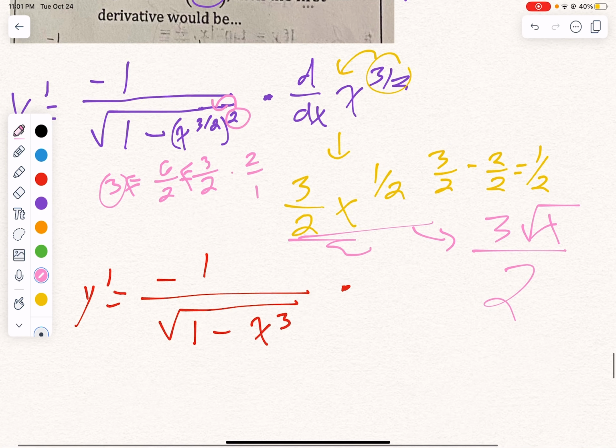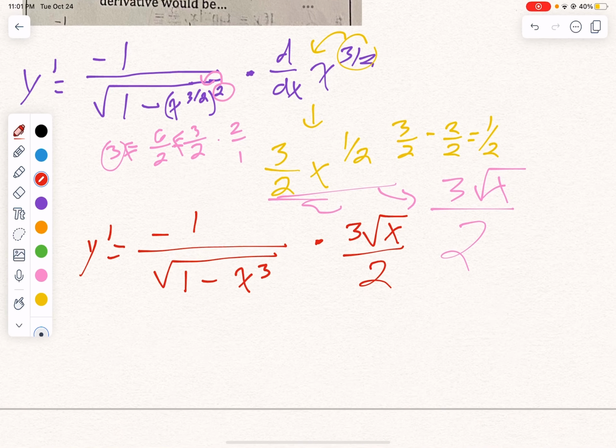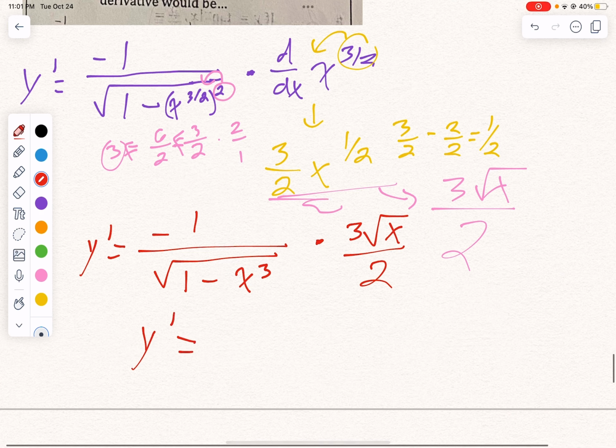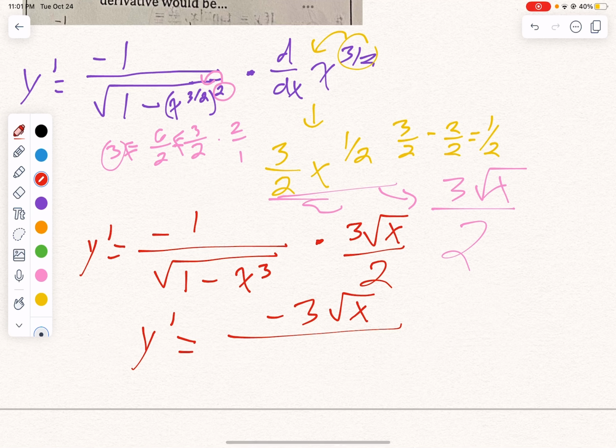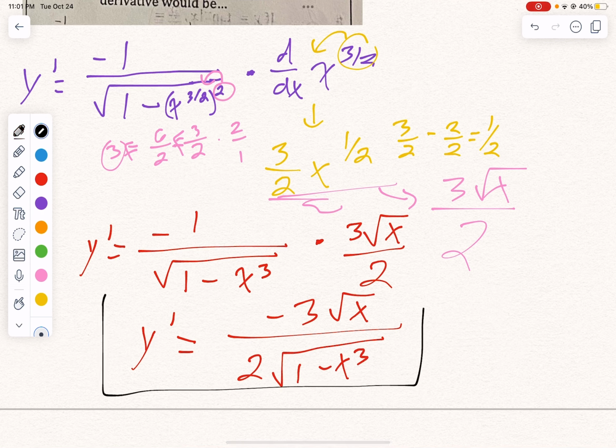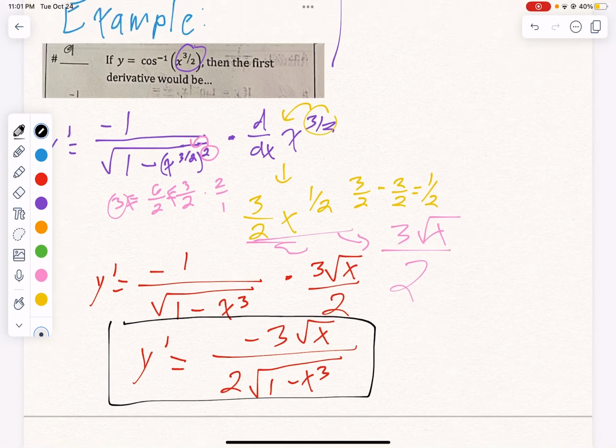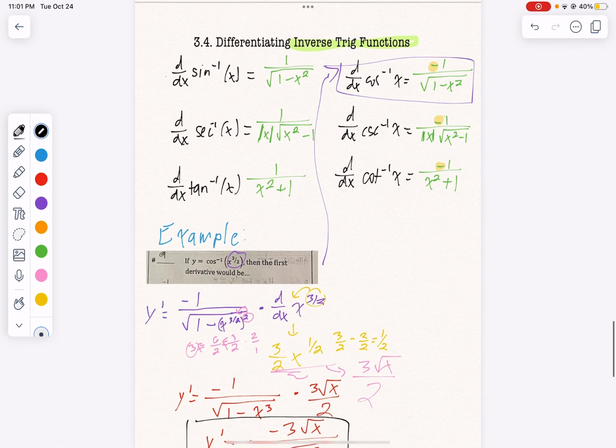And so you would multiply these together. Alright, so once again, you can simplify it down a little bit further. It'd be negative 3 square root x over 2 times the square root of 1 minus x to the third. And that would be your final answer. Perfect. Alright, and that is all for unit 3.4.